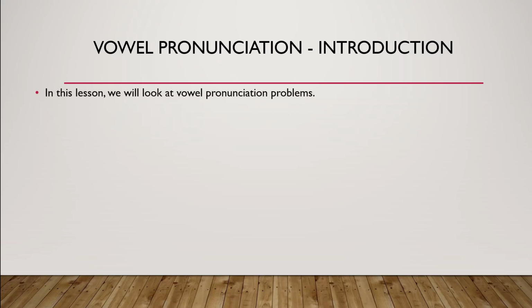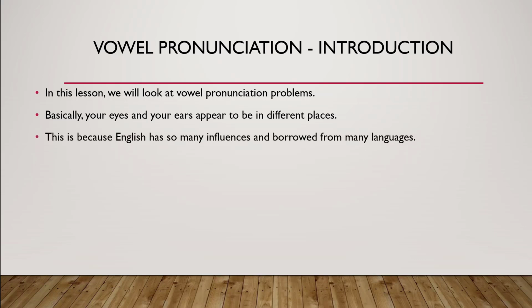So again, we'll look at vowel pronunciation problems, and the basic trouble seems to be that your eyes and your ears don't really line up very well. What you see and what you hear just don't seem to match up. And this is primarily because English has borrowed from many languages and has many influences, and these are primarily, in no particular order, Latin, Greek, German, French, and other. And other can be anything.